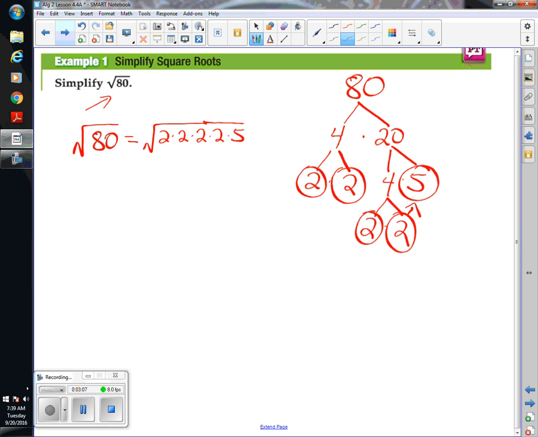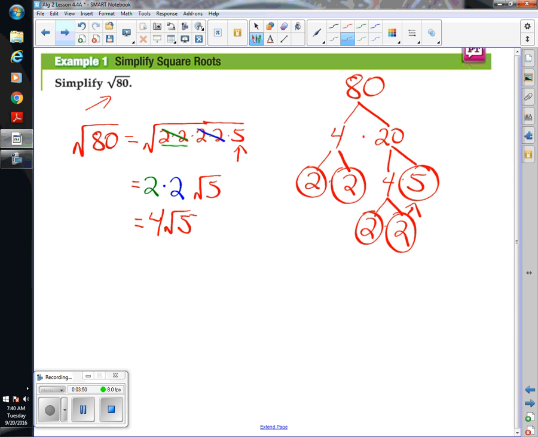Now the way I teach this basically is that when you've got a pair of numbers such as a pair of 2's, cross out the pair and bring out a single 2. Likewise here, I've got another pair of 2's, cross those out, and bring out one single 2. Okay. Now, 5 does not have a pair, so it's going to remain in the radical. Now what I'll do is multiply what's outside. If there were more than just the 5 inside, I'd multiply what was left inside. And so, the simplified square root of 80 is 4 root 5.